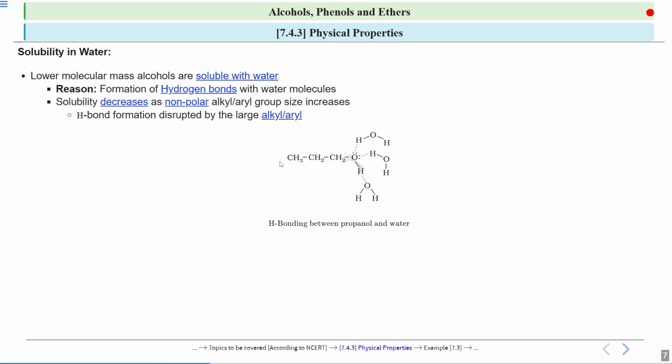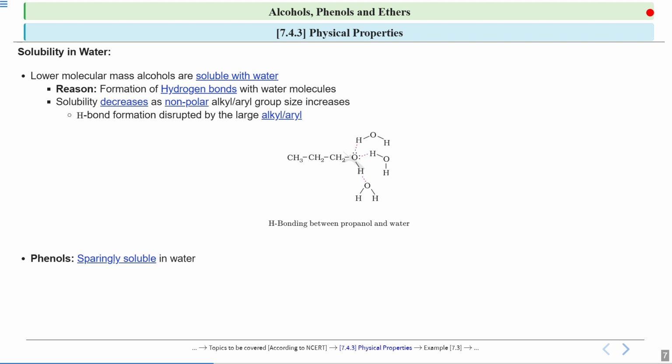Now when this alkyl group keeps on increasing, hydrogen bond formation will be disrupted, because the alkyl group is non-polar in nature. Because of its non-polarity, solubility will decrease. So only the lower molecular mass alcohols are more soluble in water. If you increase the alkyl or aryl chain, the hydrogen bonding will be disrupted and solubility will decrease.